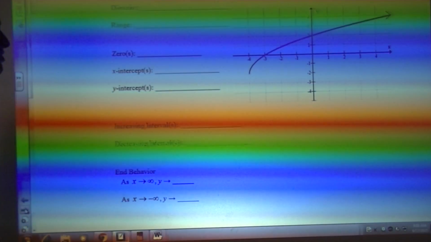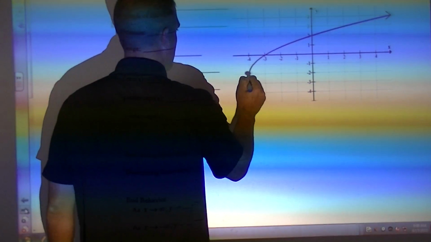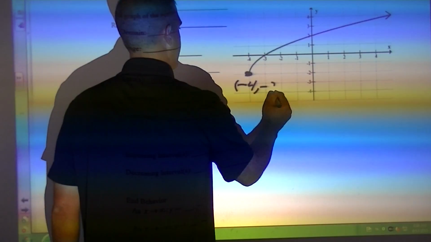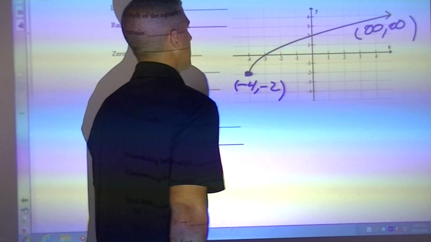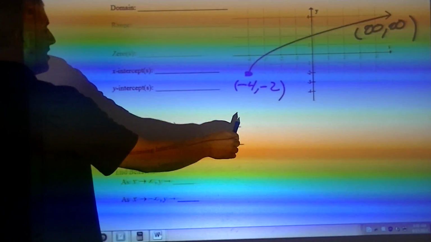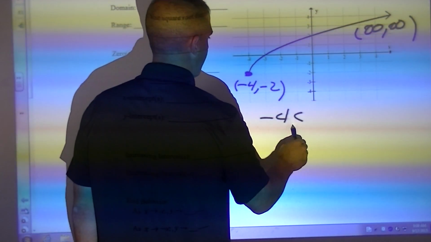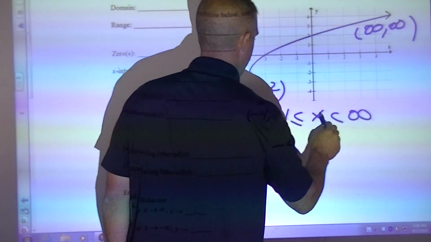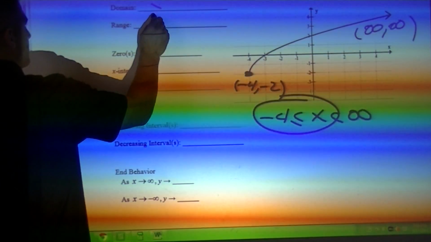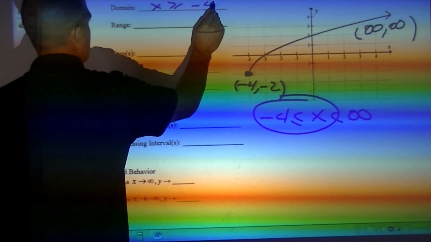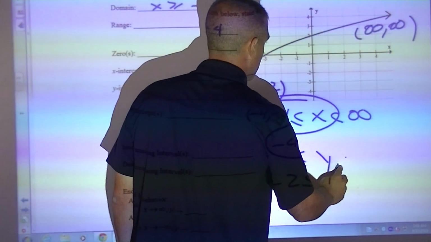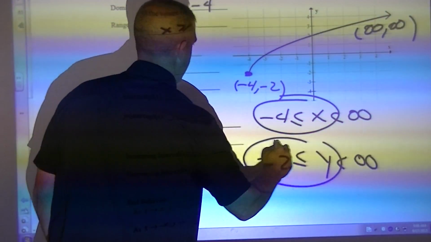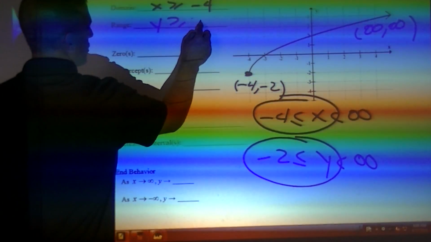All right, 35, this is a review question. Make sure you fill in this dot, which is negative 4, negative 2. Make sure you label this arrow, which is positive, positive. The domain: smallest x value is negative 4, biggest is infinity, so x is greater than or equal to negative 4. The smallest y value is negative 2 and the biggest y value is infinity, so y is greater than or equal to negative 2.